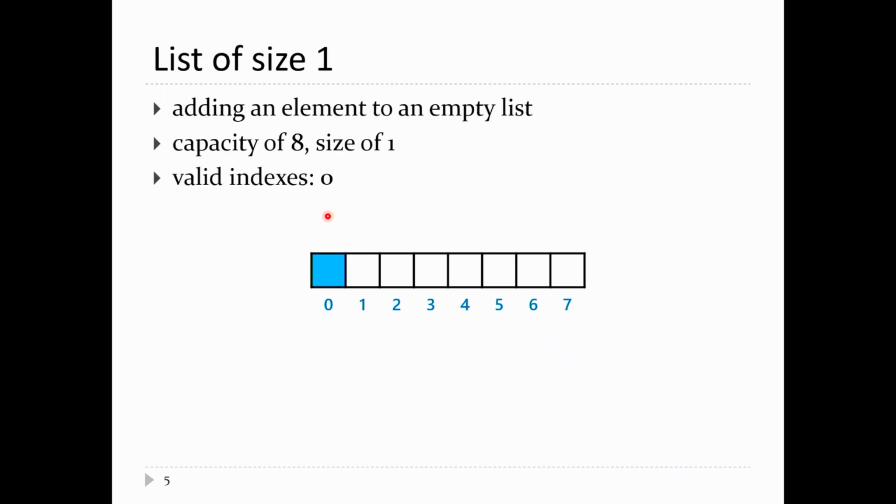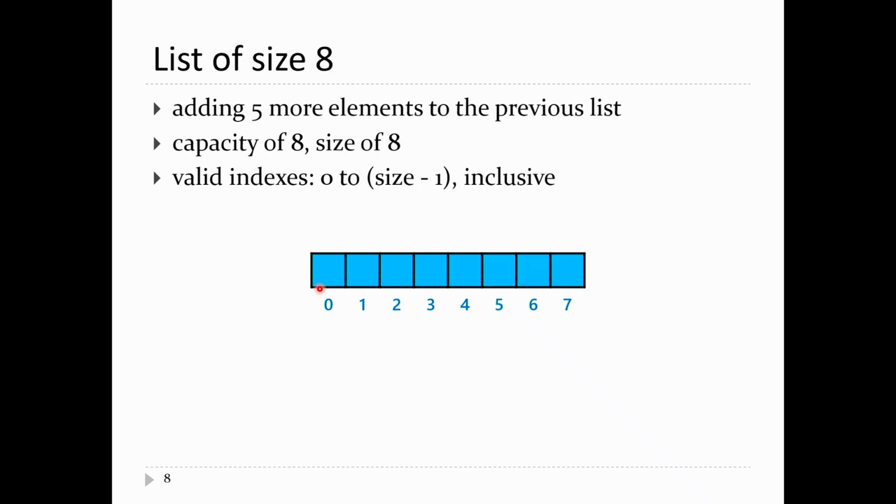If I add an element, that adds to the end of the list. So the end of the empty list is the front of the list. So when I put one element in, I get this element at the front. So I now have capacity 8, size 1, one valid index, index 0. Add another element, I have size 2, 2 valid indexes. 3, 3 valid indexes. If I add 5 more, I have a list of size 8, which is the same as its capacity.